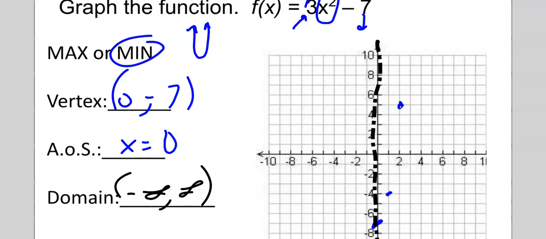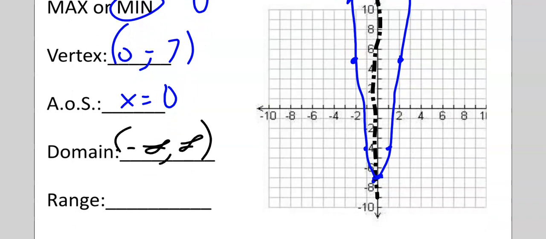So therefore, I'm going to mirror image it, and it's going to be -1, -4, and -2, 5. And there is my thinner parabola. Now, how low does it go? It bottoms out right here at -7.